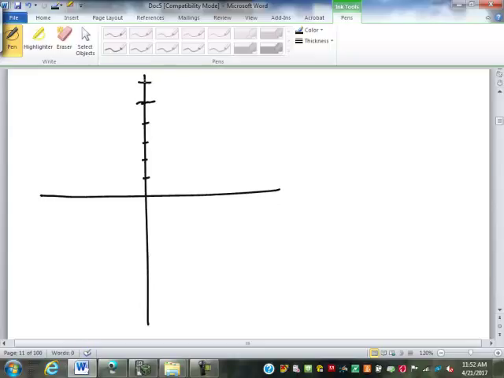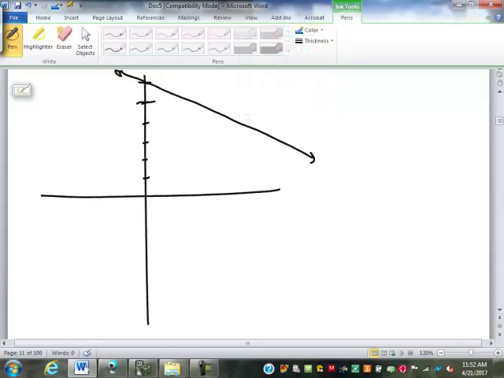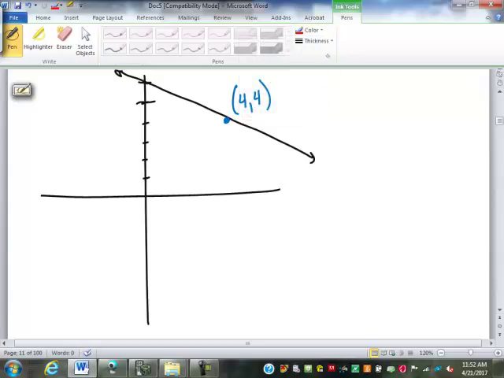I might have a line that looks like this. And I'm going to tell you that it goes through a point out here. I'm going to tell you it goes through the point 4,4. And I want to find its equation.